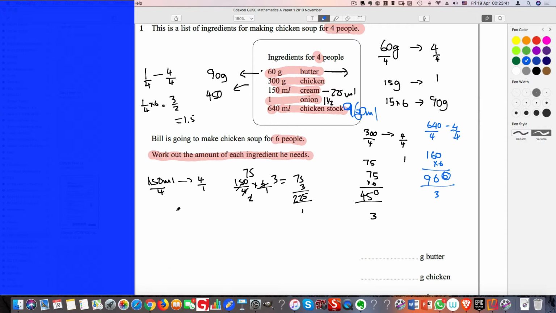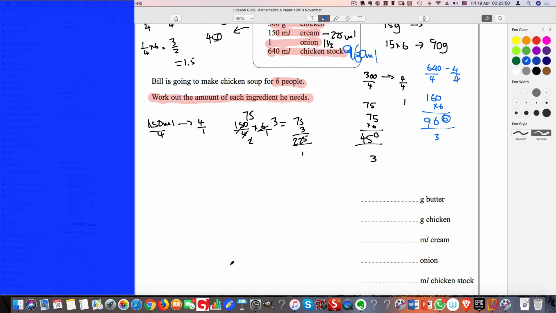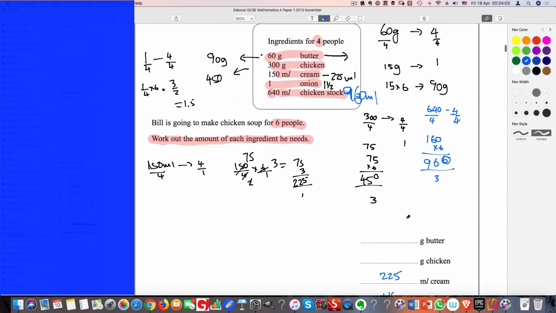Okay? So that's it, guys. That's the whole of this question. So I think it's better to write the answers here. So we say 960. Onions 1.5. The cream 225. The chicken 450. And the butter was 90 grams. All right. And that's it for now.